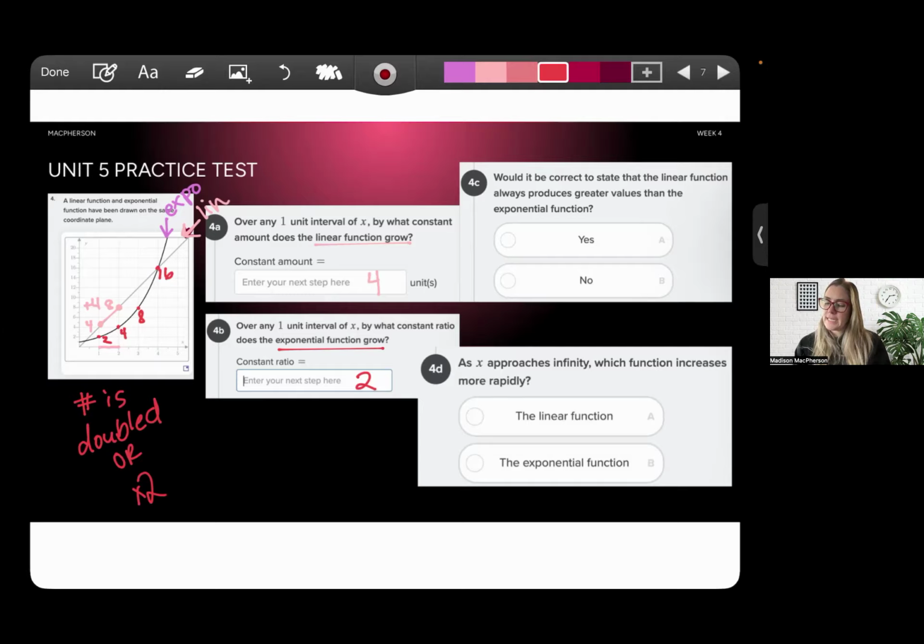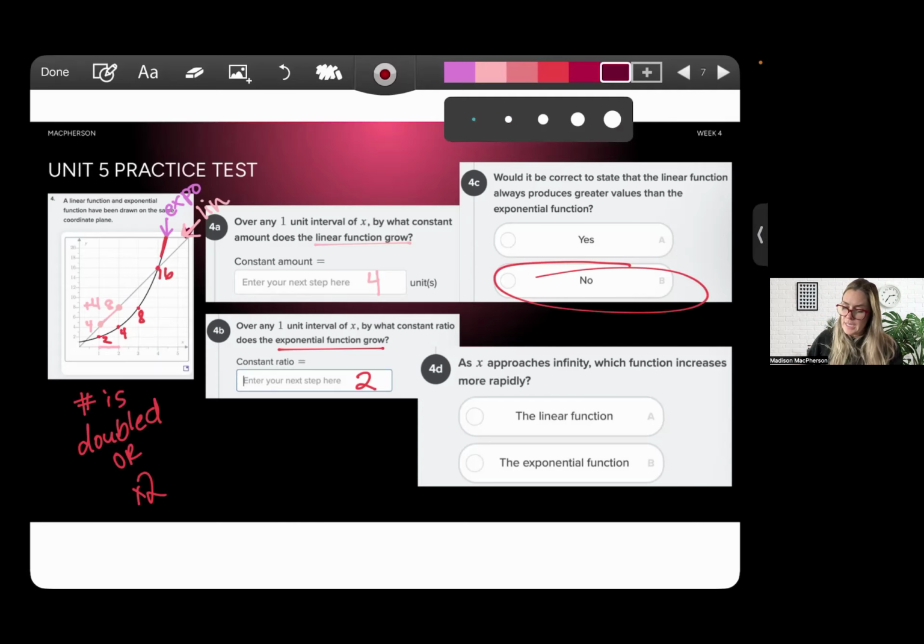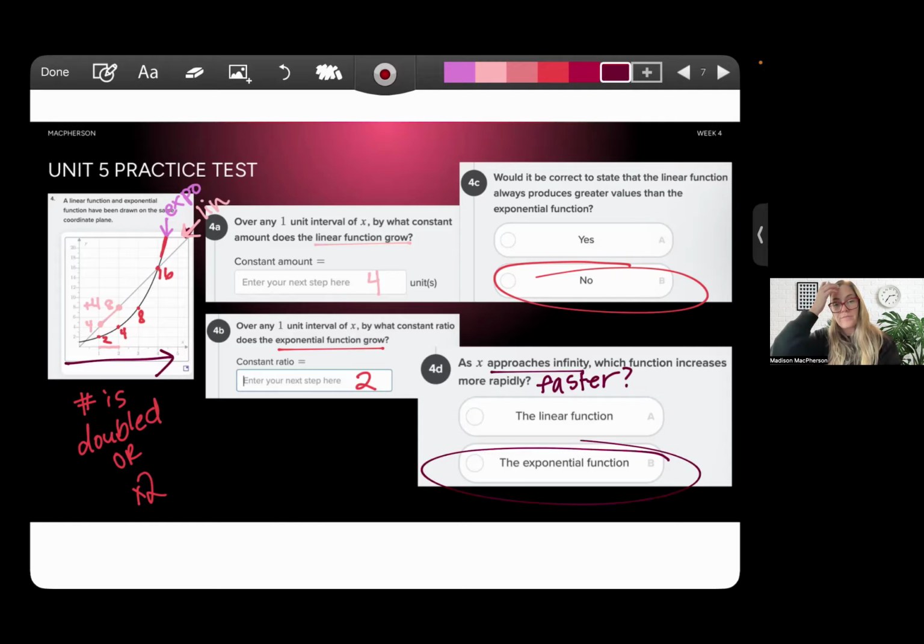Would it be correct to state that the linear function always produces greater values than the exponential function? That is not true, because in this area here, that exponential is producing greater values. The answer there is no. And then the last one: as x approaches infinity, which means as it goes this way, which function increases more rapidly? So which one's going up faster? That's going to be the exponential function.